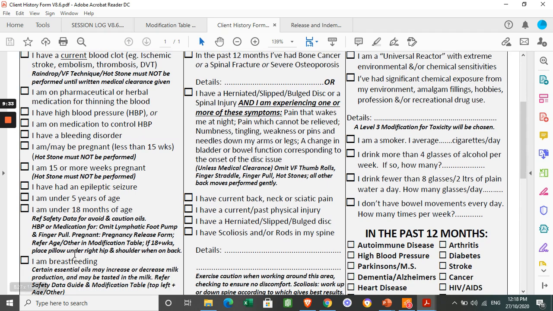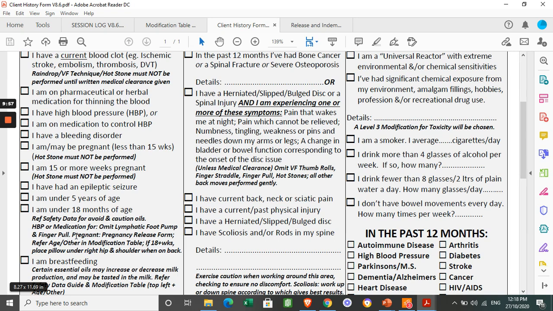So our bold italics then tell us what we need to do. So we want to refer to our safety data for avoid and caution oils for any of these questions. We want to look at HBP or medication for. If someone has ticked that here, then we're going to omit the lymphatic foot pump and the finger pull.